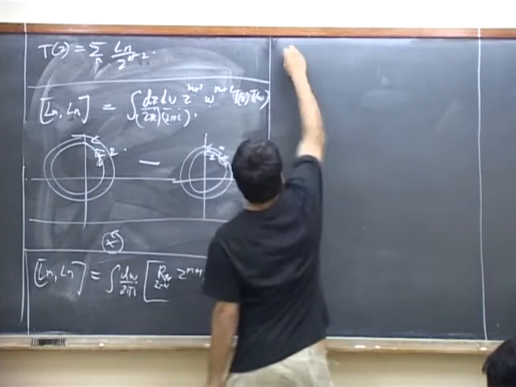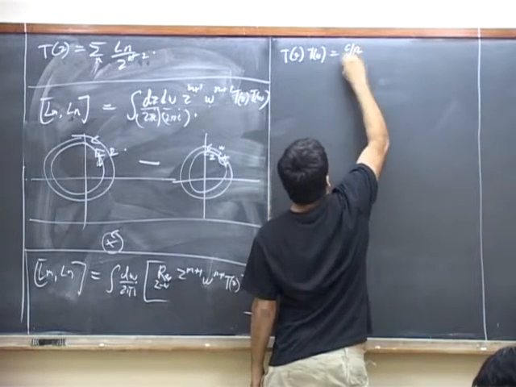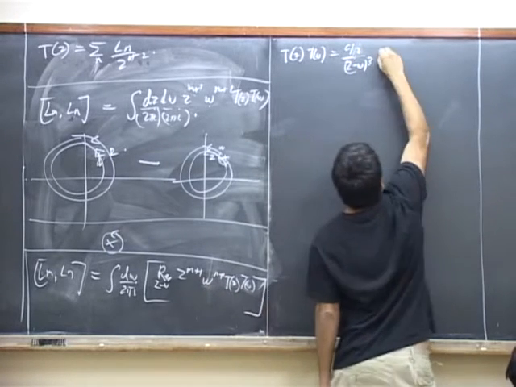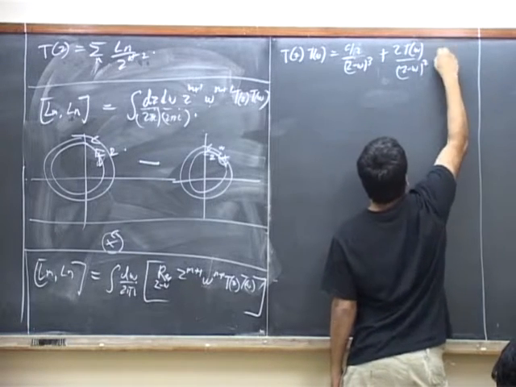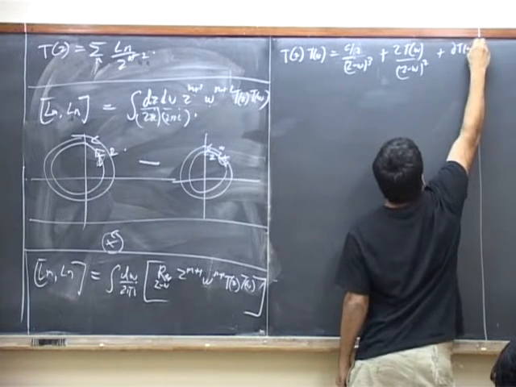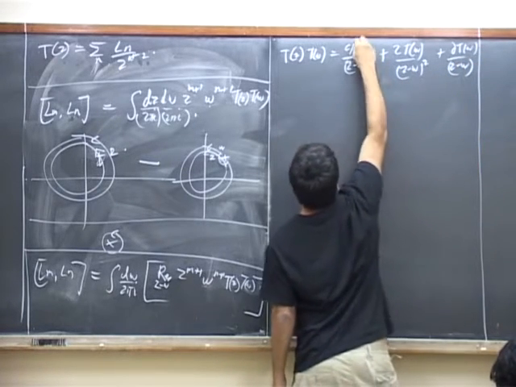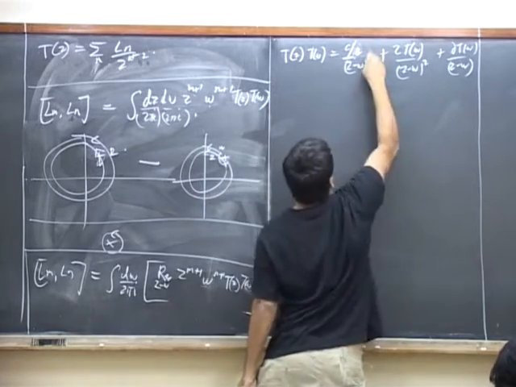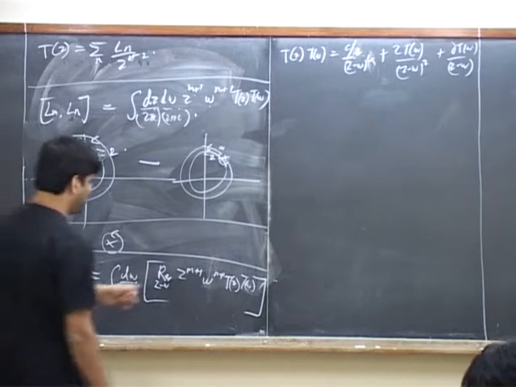What were the non-analytic pieces? The non-analytic pieces were T of z, T of w is equal to c by 2 over (z minus w) to the fourth, plus 2 T of w over (z minus w) squared, plus del T of w over (z minus w). That's c by 2. Okay. So let's substitute this in.